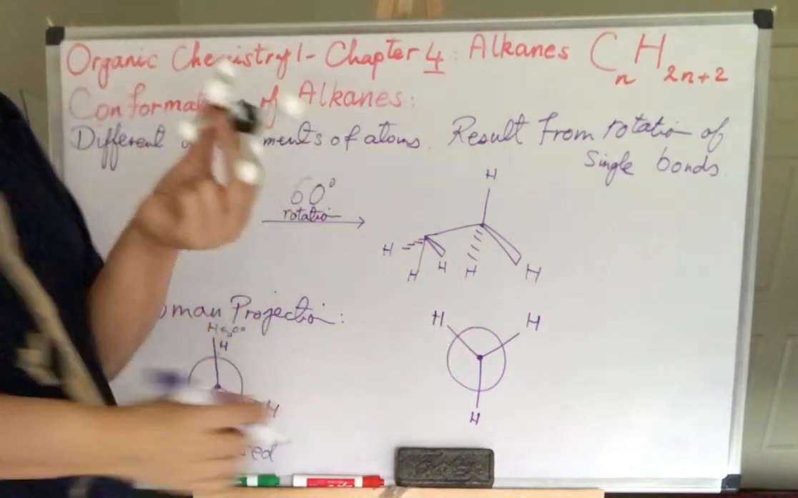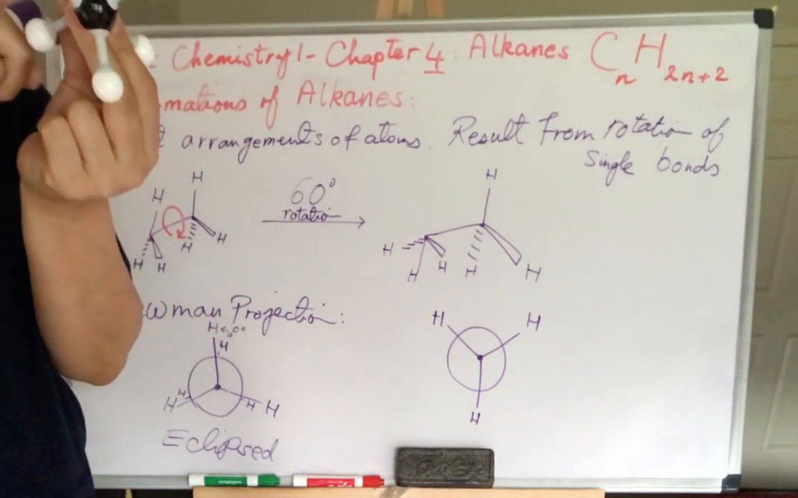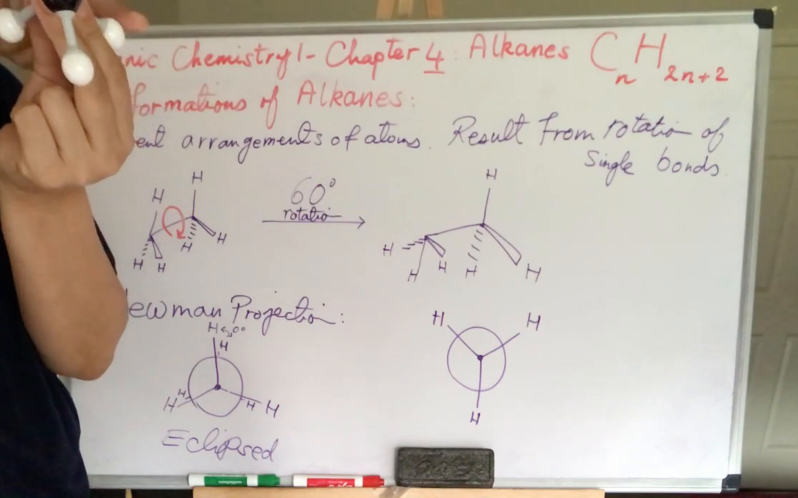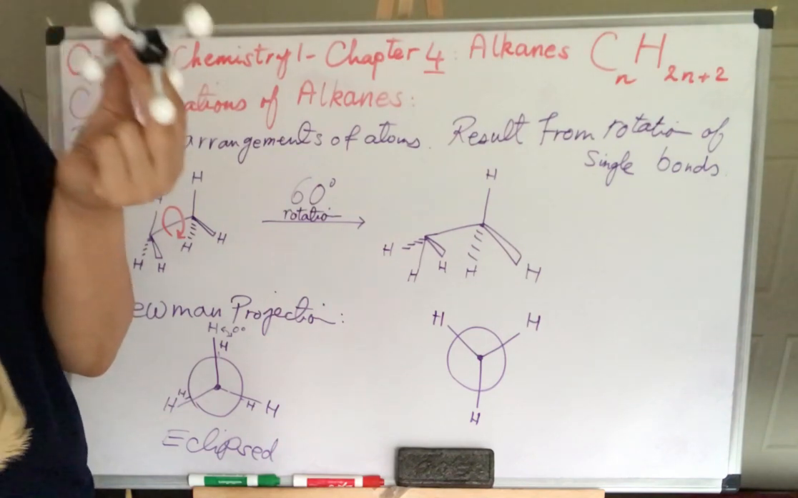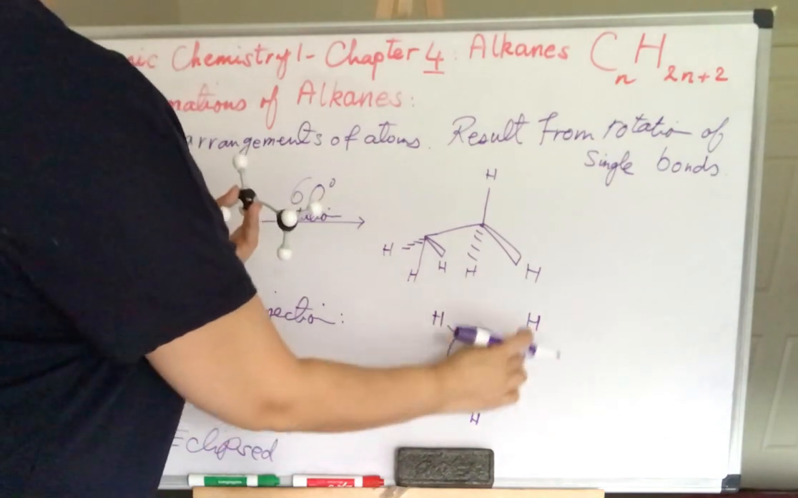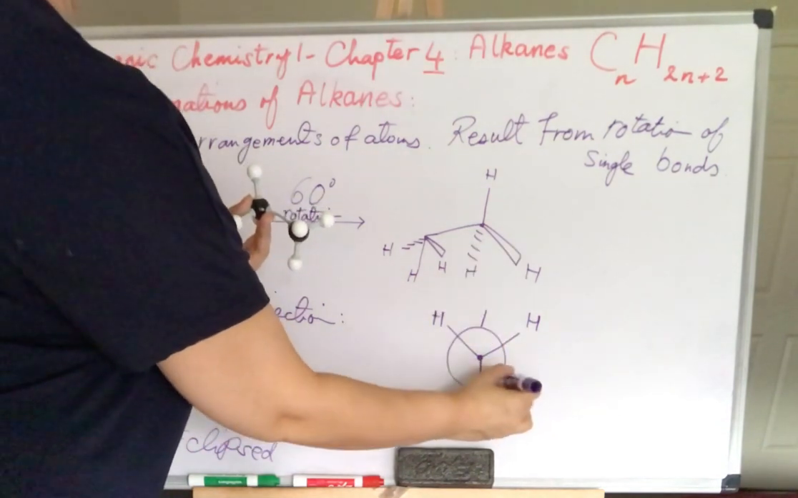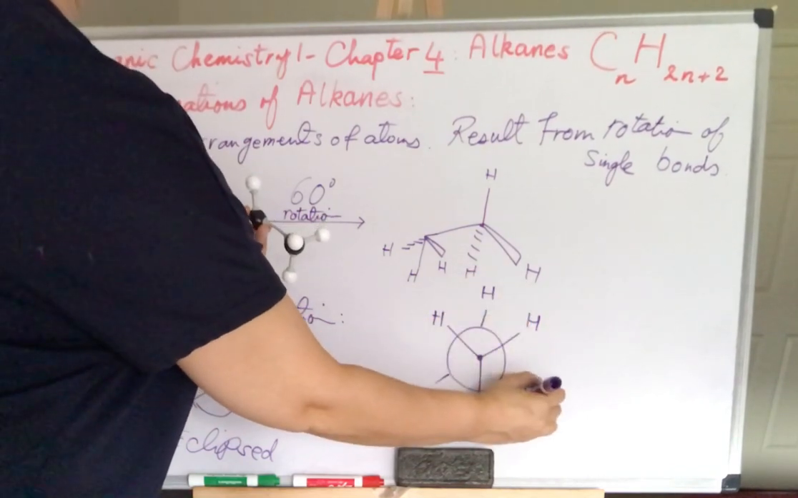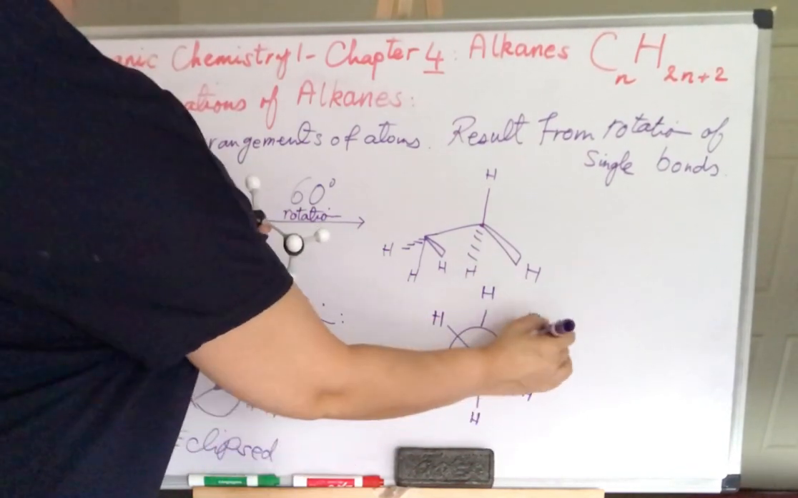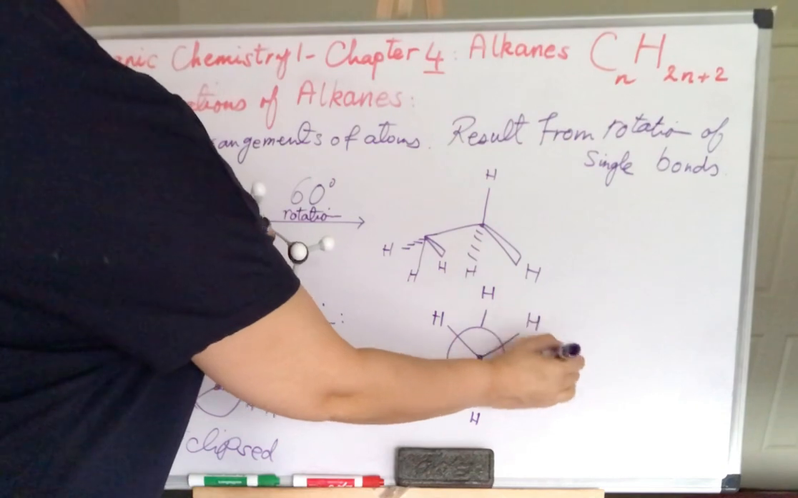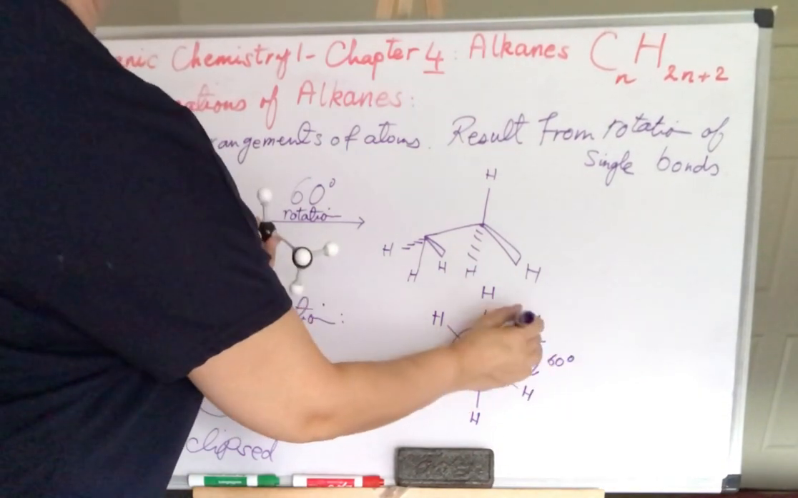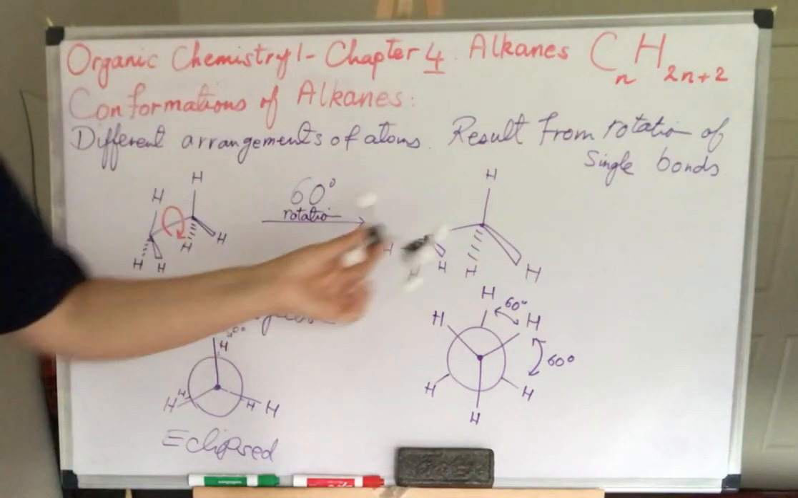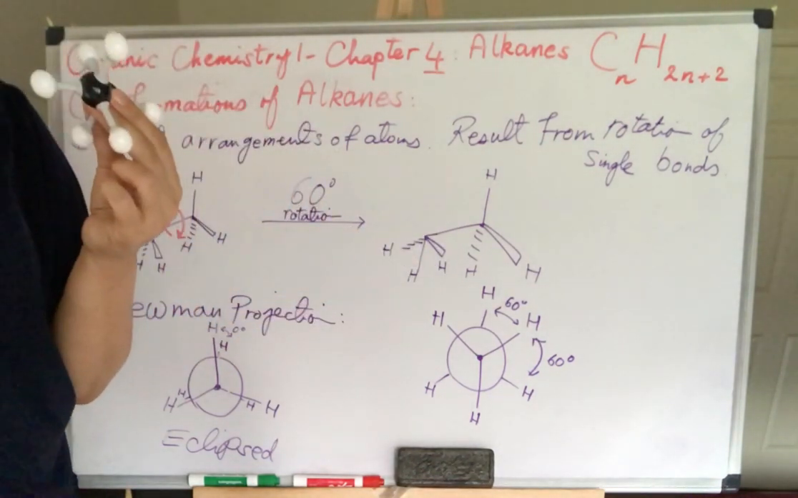And now you see the hydrogens connected to the back carbon. 12 o'clock, 4 o'clock, 8 o'clock. The back carbon means the circle. 12, 4, 8. Hydrogen, hydrogen, hydrogen. Now the distance between hydrogens is 60 degrees, between every two hydrogens.